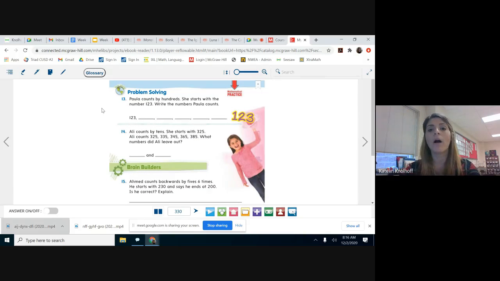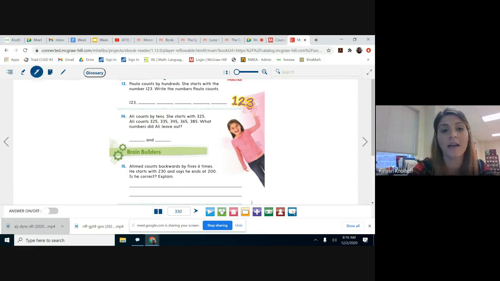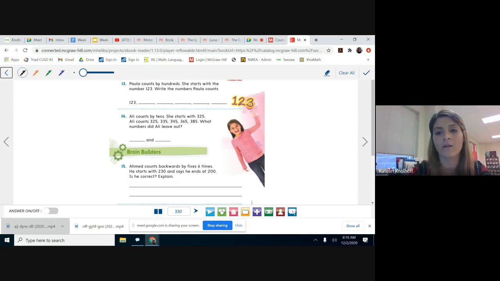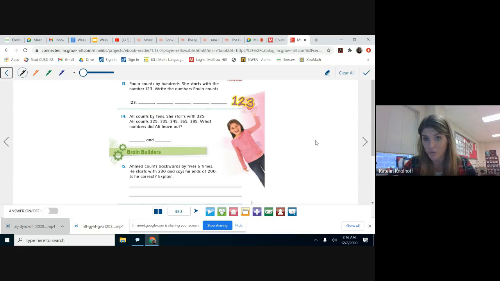Okay, so 13. Paula counts by hundreds. So that's very important for us to know. She's counting by hundreds. Okay, she starts with the number 123. Write the numbers Paula counts. So our pattern is hundreds. So the only number that's going to change is our hundreds place. And we're going to count up by hundreds. So let's do it together. Ready?